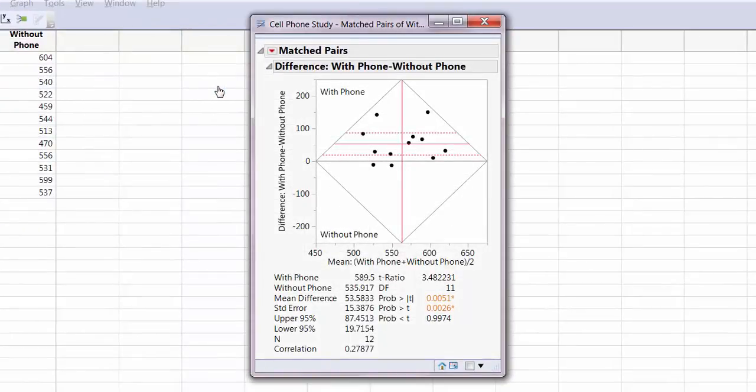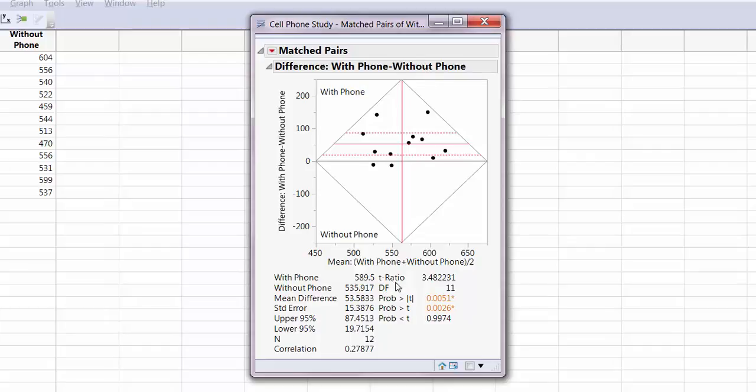This diagram that it produces is really not all that helpful and is kind of confusing in this case. So we're really going to pay attention to the output below the diagram. And you can see that the order of subtraction is given up here in the title of the output. It tells us we're doing with minus without phone, which is what we intended to do, so that's a good check.